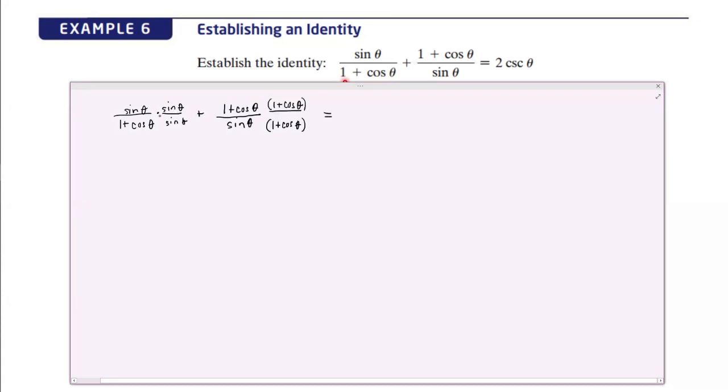Okay, so when we bring this together on the top, we're going to get a sine squared theta, and then plus 1 plus the cosine theta squared. So remember, if you take (a plus b) squared, you get a squared plus 2ab plus b squared. So this is like a and this is like b. So that's going to turn out to be 1 squared plus 2 times 1 times cosine theta plus cosine squared theta.